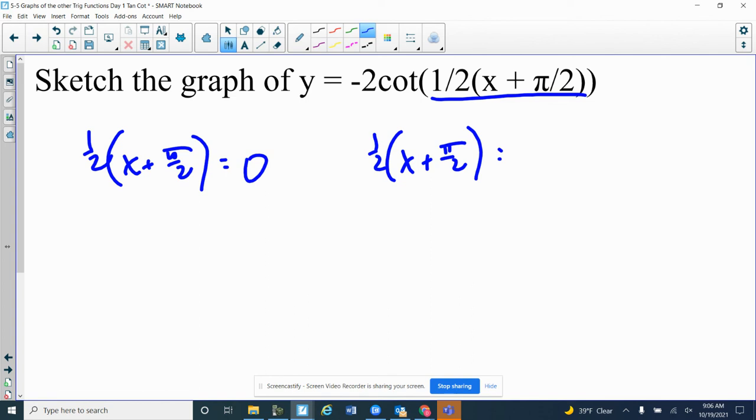And if there's one at 0, then there's also one where? Pi. They're always either both whole numbers or both fractions, something over 2. Tangent is over 2.